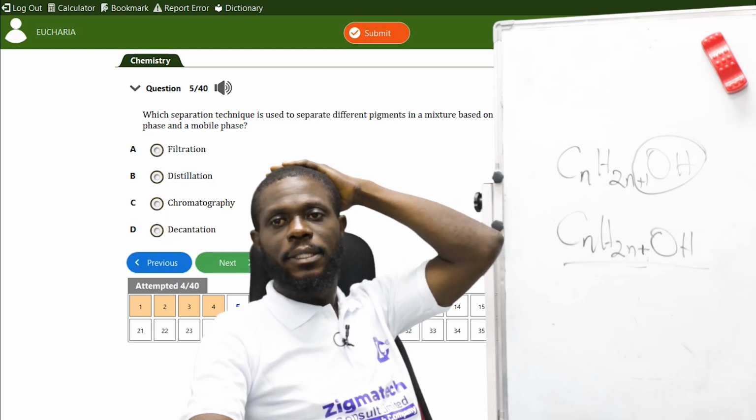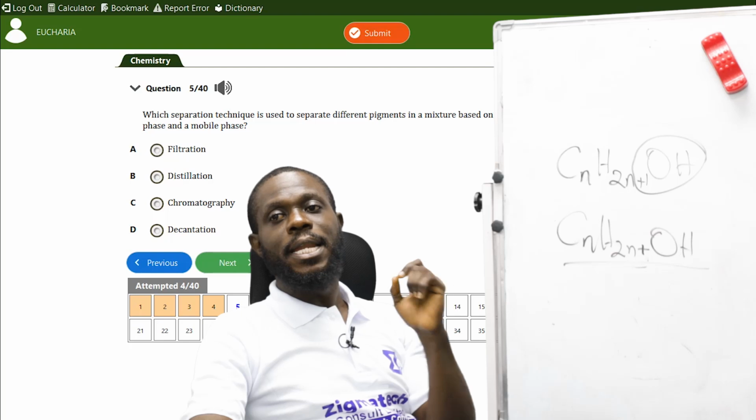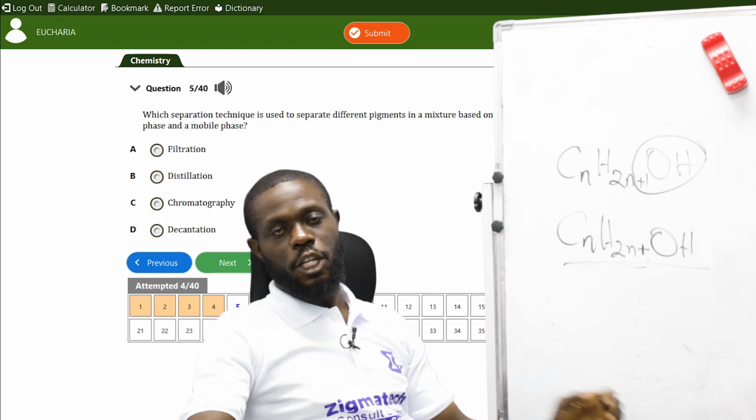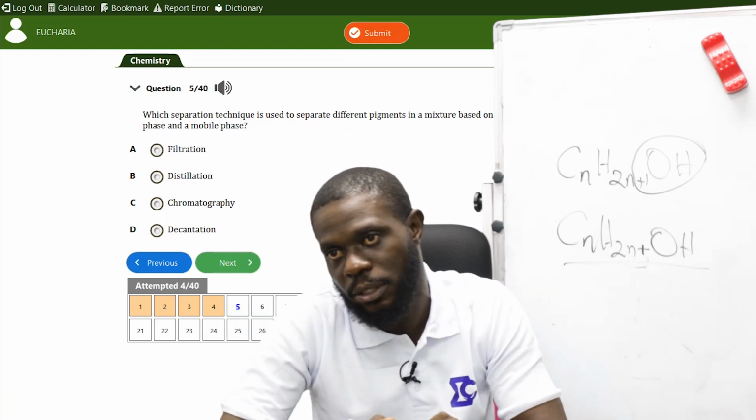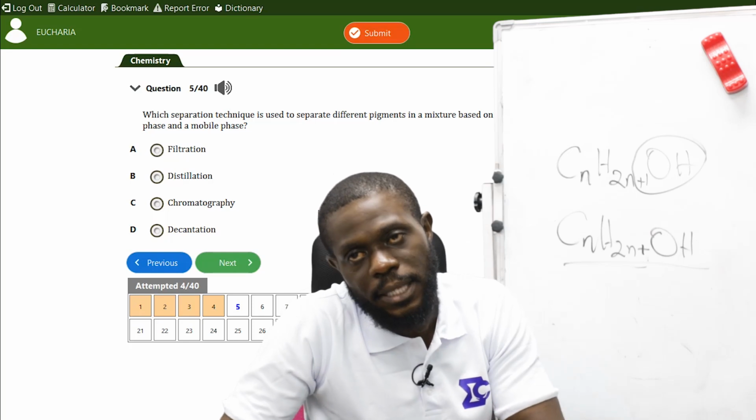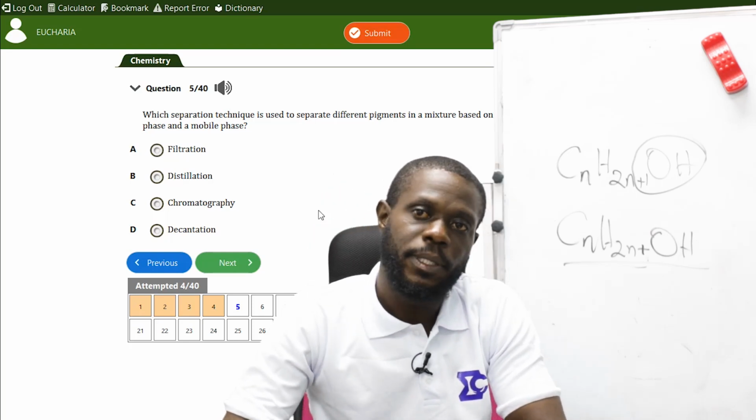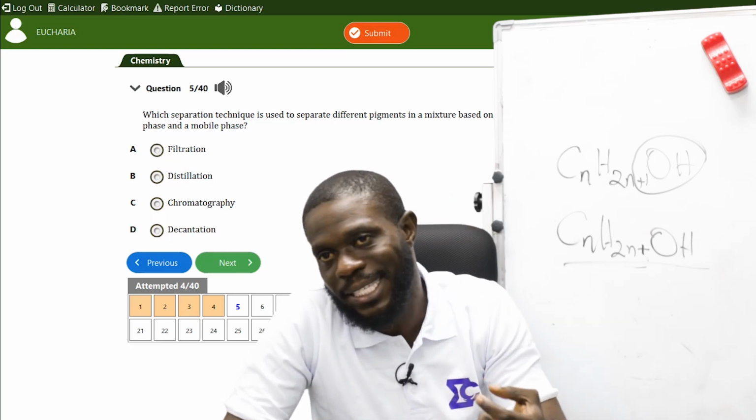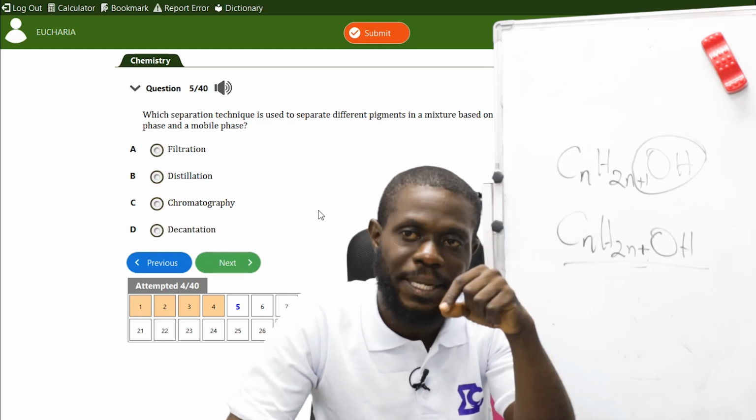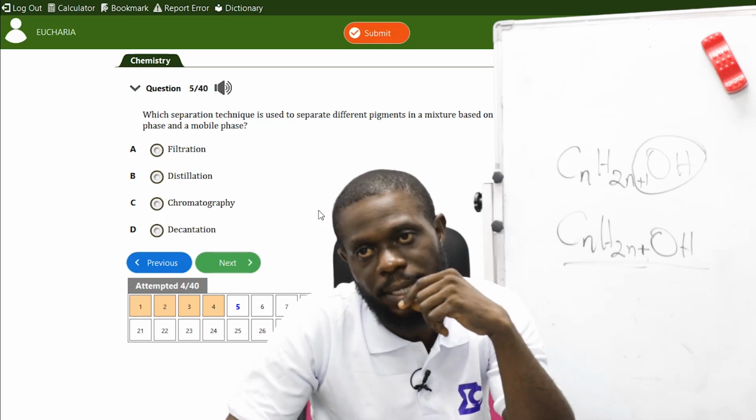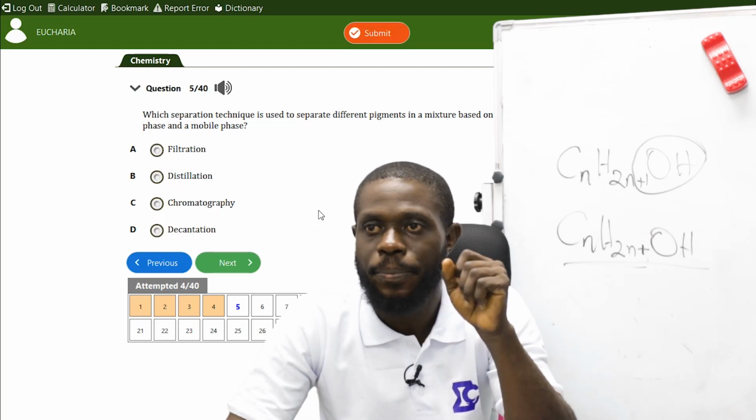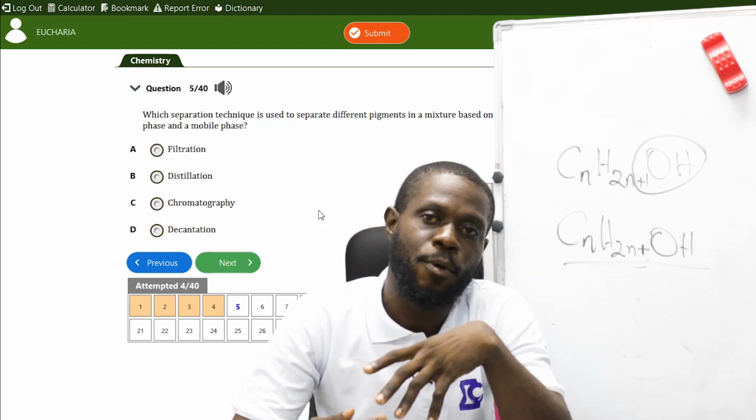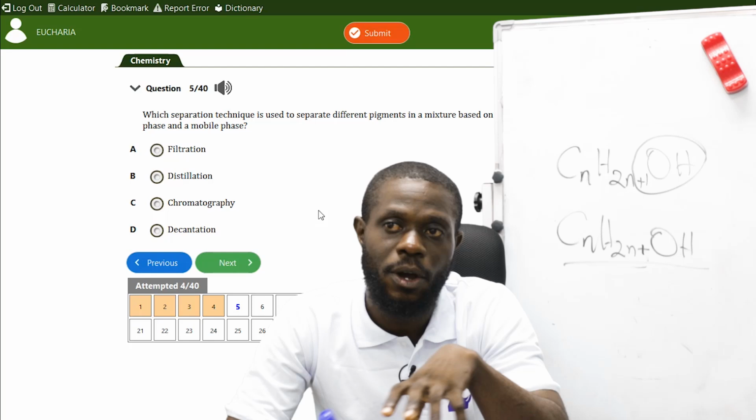Distillation is used to separate suspended impurities in liquids. Or sometimes it's used to separate miscible liquids. Miscible liquids are liquids that can mix. Or colloidal particles from liquids. Colloidal particles are suspended particles in a liquid or in gases. These are distillation. While chromatography is used to separate different pigments. Pigments, for example, colors. It's used to separate different colors.